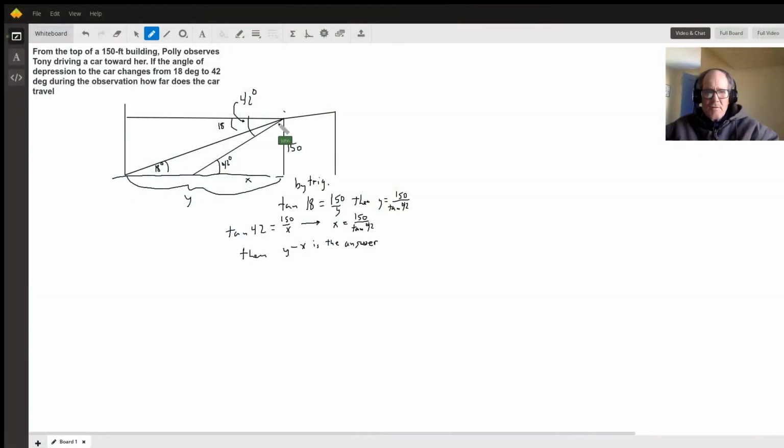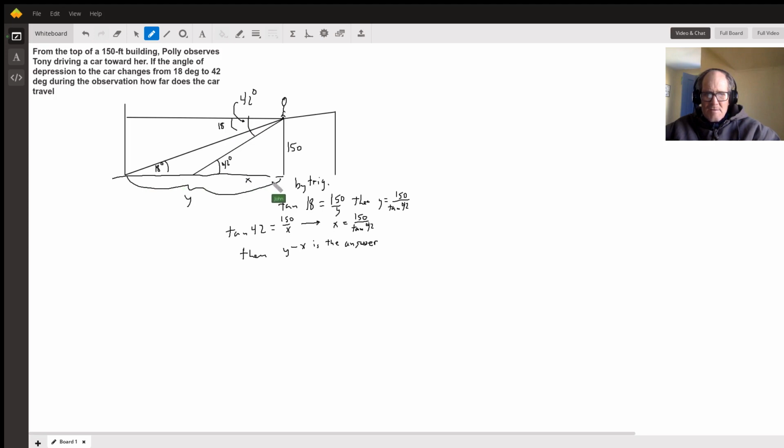Okay, I've drawn this little figure here. The person, Polly, is standing up here, and we'll just assume her eyes are right down here. So she has an 18 degree angle of depression. That makes this angle 18 degrees. 42 angle of depression here, it makes this angle 42. So you've basically got two triangles, this triangle with Y as the base and this triangle with X as the base.